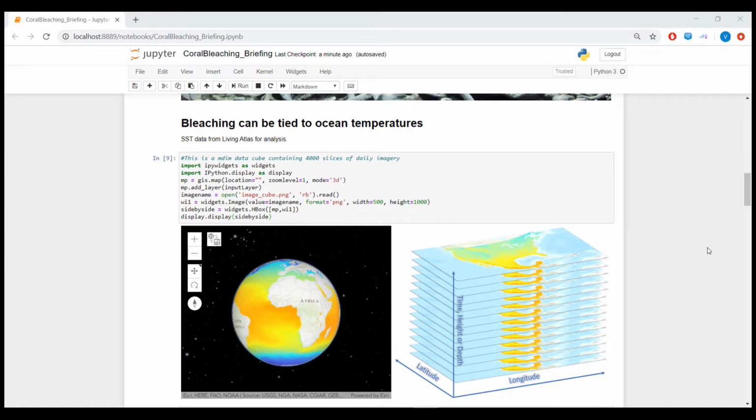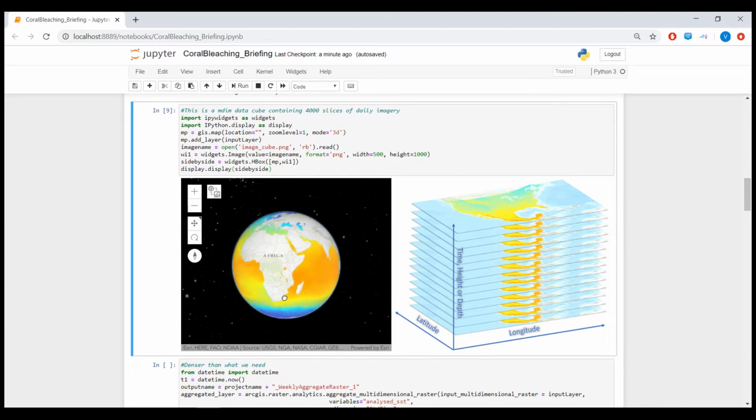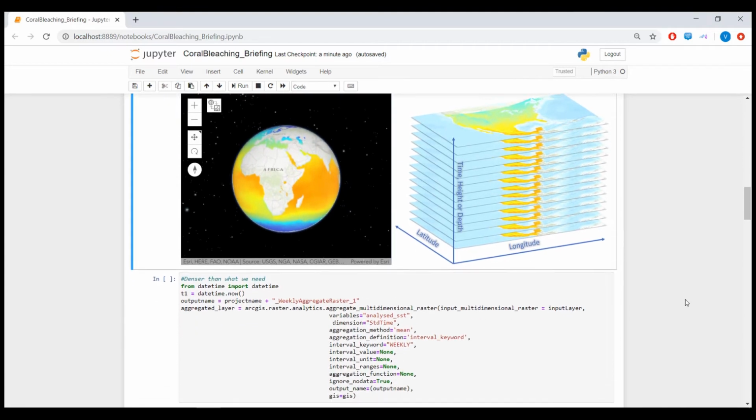Warmer ocean temperatures can cause bleaching. I want to predict the risk of coral bleaching using powerful time series forecasting capabilities. I'll use the sea surface temperature dataset from the Living Atlas, which contains more than 4,000 daily slices of imagery.